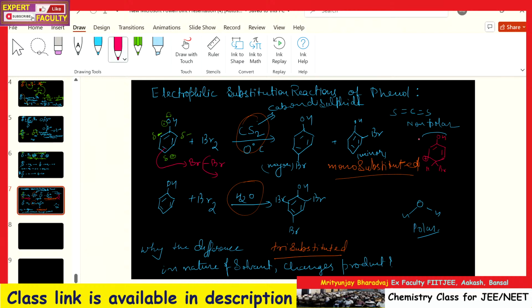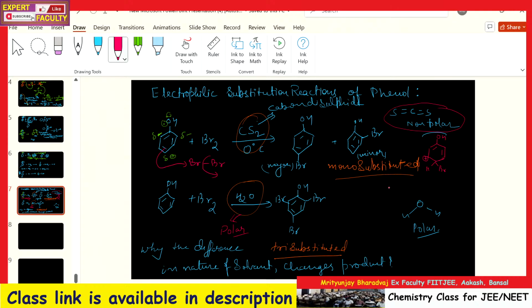Okay. So this will be the intermediate. So what do we find? The reaction will have ionic intermediates. Charged species are the reaction intermediate, and the solvent is what? Non-polar. And in the second case, the solvent is what? Polar.